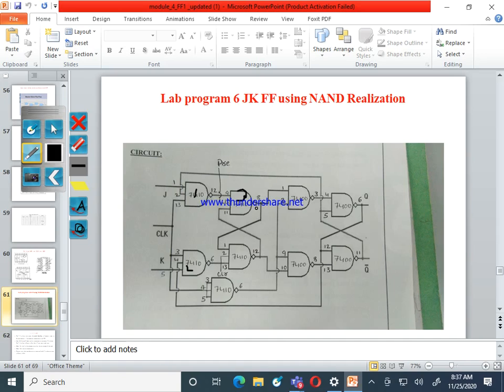Okay. Pin number 8 acts as an output. Correct? Now 1, 2, 3 is over. Any doubt? The NAND gate realization of J input is over. K input is over. Then the realization of the preset is over.